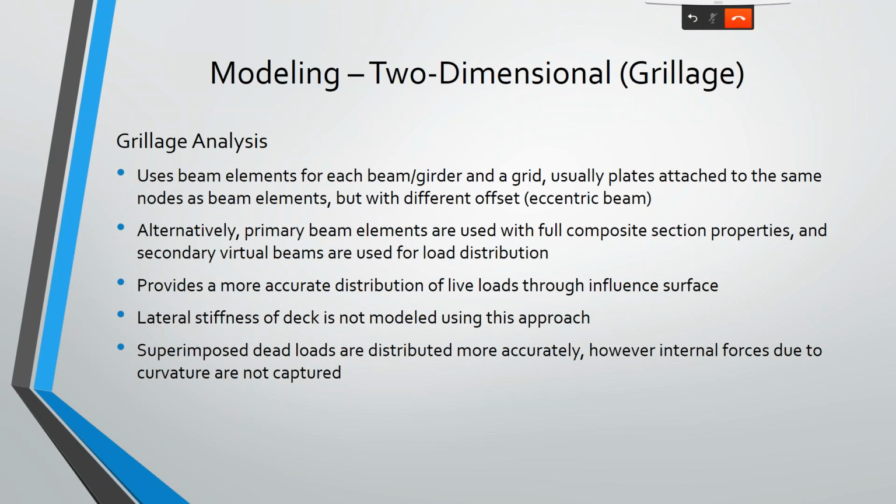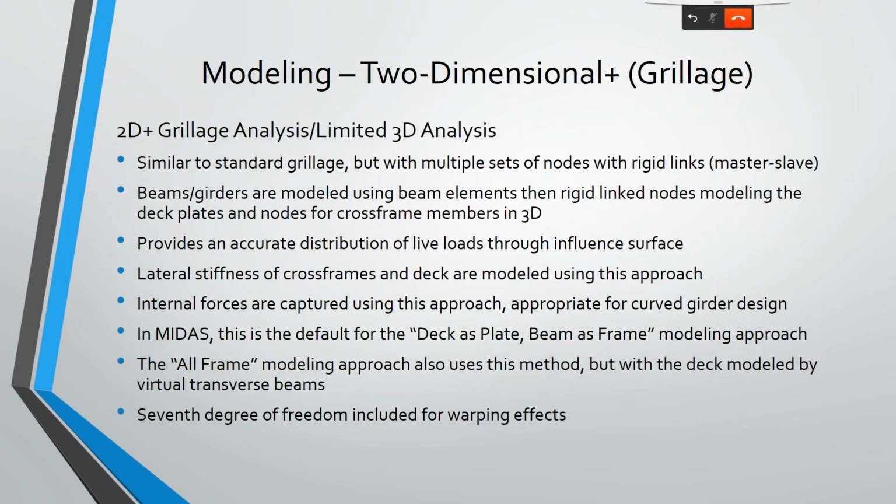That's going to allow you to do a much better distribution of your live loads and superimposed dead loads. The question starts to become how much of your lateral stiffness is modeled within that grillage analysis. Is the deck stiffness accounted for? Are the cross frames accounted for? These are the questions that determine how detailed your grillage model is. So this may or may not include full lateral stiffness of the structure, but it would distribute the loads from superimposed and live loads much more accurately.